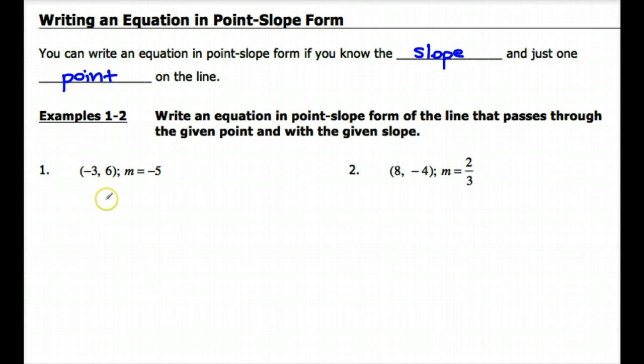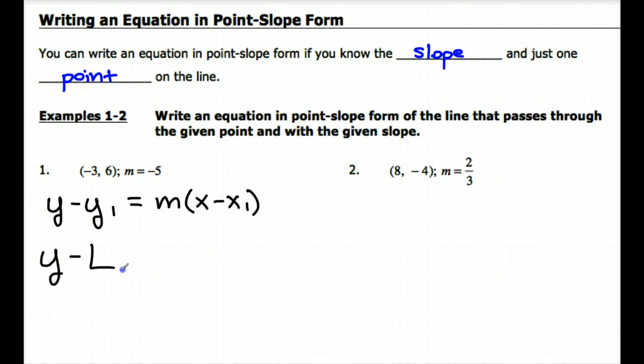For number 1, we have -3, 6 as the point, and the slope is -5. I'm going to write this form down so I can practice committing it to memory: y minus y sub 1 equals m times the quantity x minus x sub 1. Now I'm going to plug in 3 different things. The first thing I'm going to plug in is this y sub 1 coordinate. I'm going to put a placeholder in there, just like I did for my slope formula, so I don't mess up my signs.